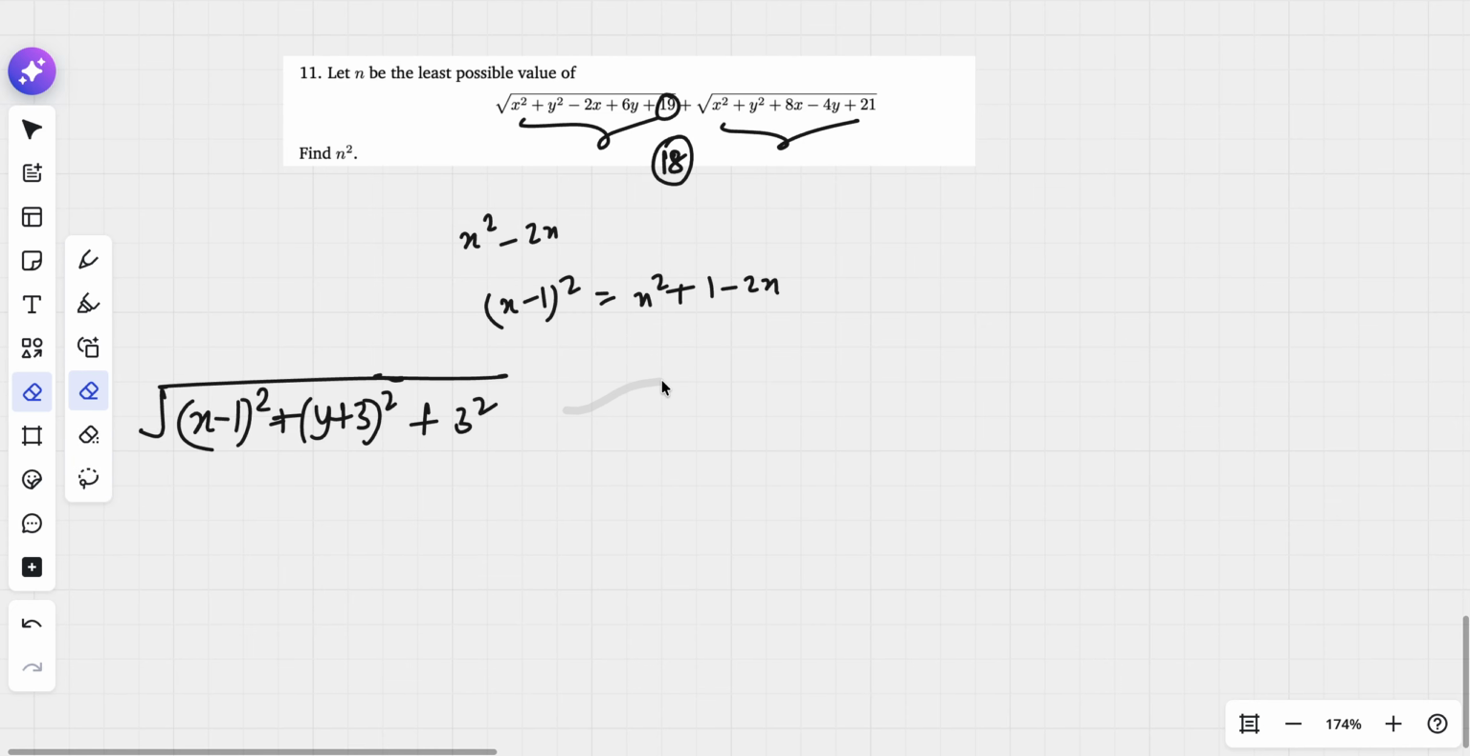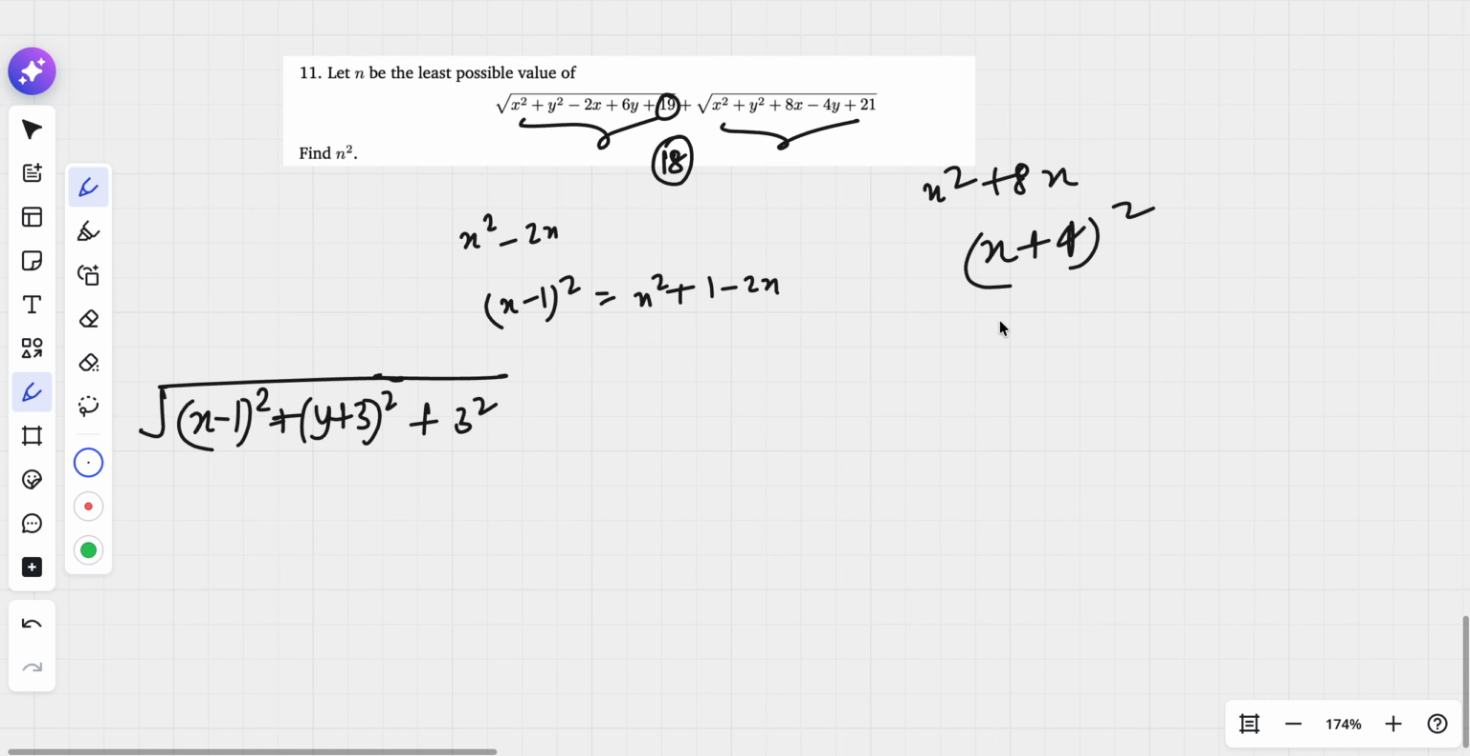Now for the second root, similarly I'll do the same thing. So we have x square plus 8x. Okay, so this seems like x plus 4 whole square, right? So x square plus 16 plus 8x. Okay, so we borrow 16 from here, so we are left with 5.